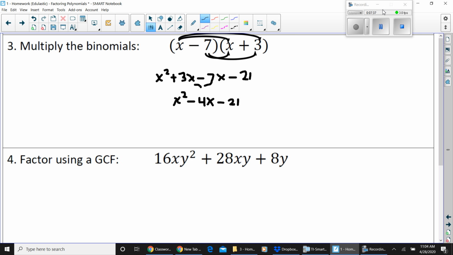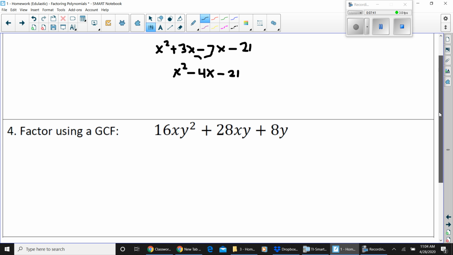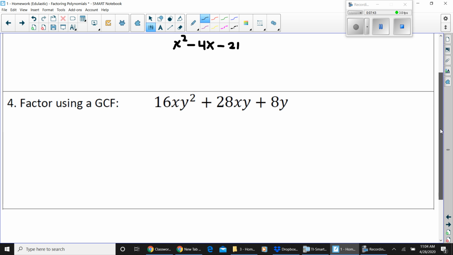Very easy, very nice. Number 4. If you think you could do this, go ahead, copy that question down, and give it a try. I'm going to ask you to press pause, and then see if you could factor out the greatest common factor. Go ahead, see if you can do that. Now, press pause.